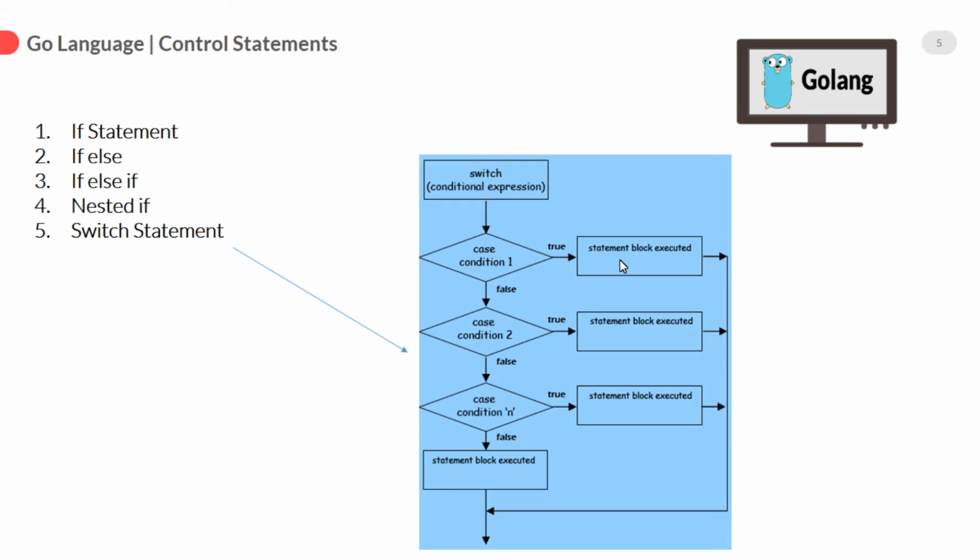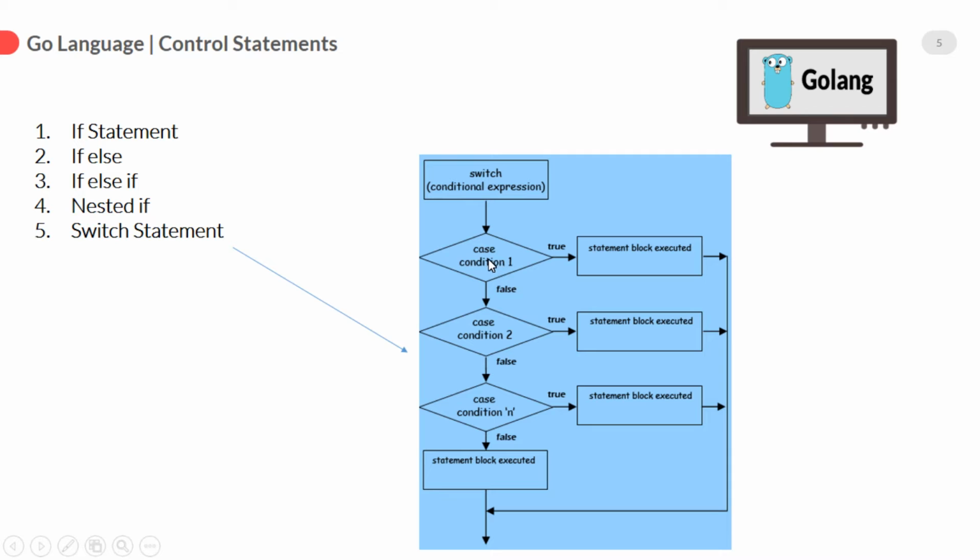Welcome to this lecture. In this lecture we are going to learn about the switch statement, which is the last control statement in our control statement section. The flowchart of the switch statement is here. Switch conditional expression: you can put any expression like i less than or equal to 5, or i. You can assign any value in it.